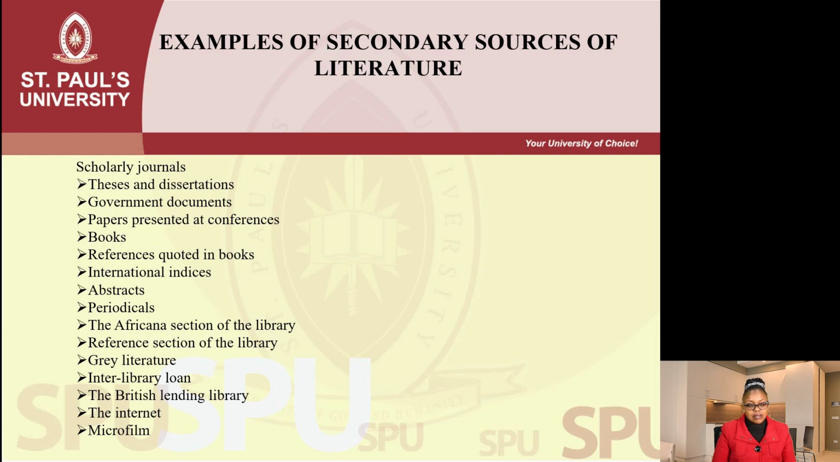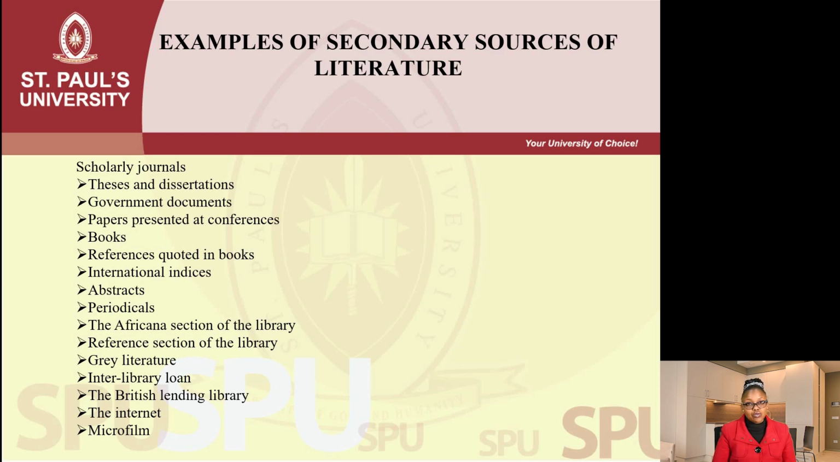Then there are very many examples of secondary source literature. We can have theses and dissertations. These ones you'll find in the library. We have government documents like constitutions. So many. We have books that are there in our libraries. We have journal papers or papers that have been presented in conferences. We have abstracts, the reference section in the library, the internet, and all these. They are all secondary sources of data.